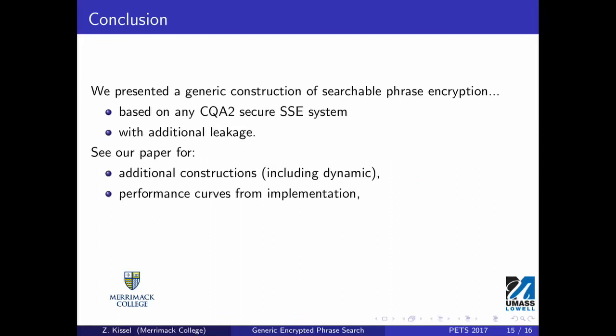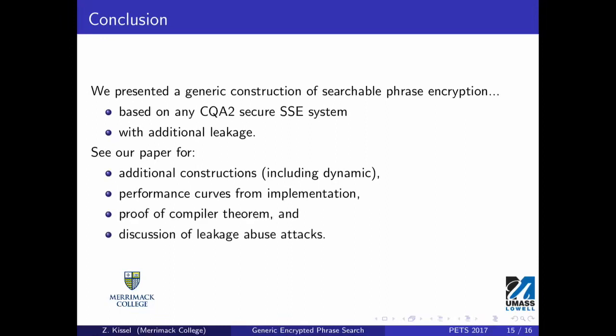Performance curves from implementation. We implemented 1 or 2 of these systems. The proof of the compiler theorem, if you're into proofs. And a discussion of leakage abuse attacks, which we're going to hear all about in the next talk.